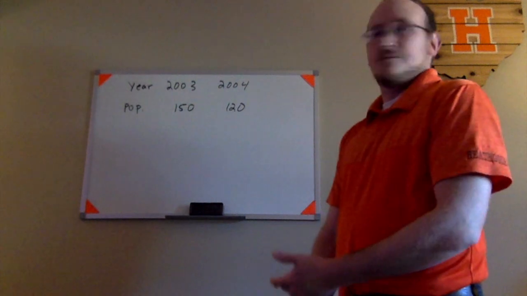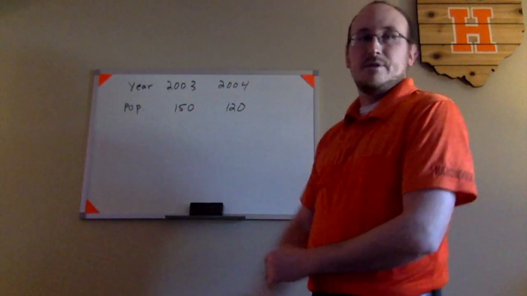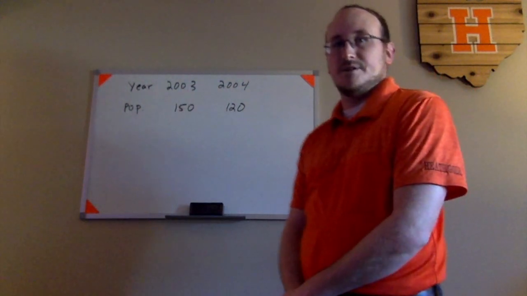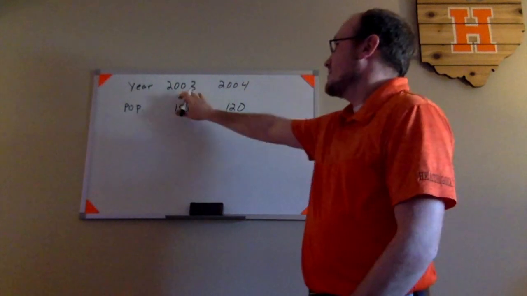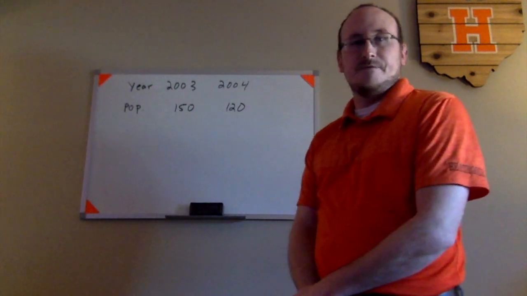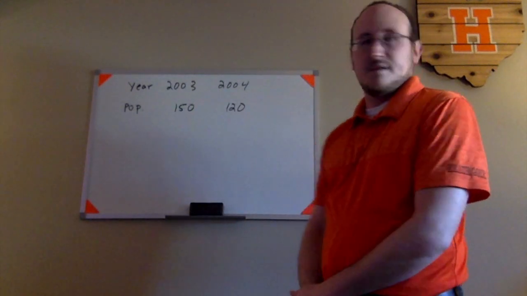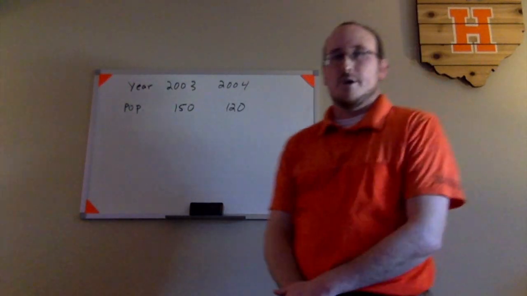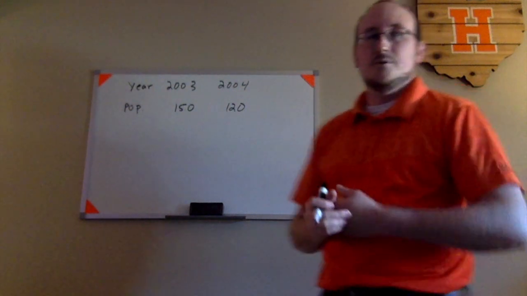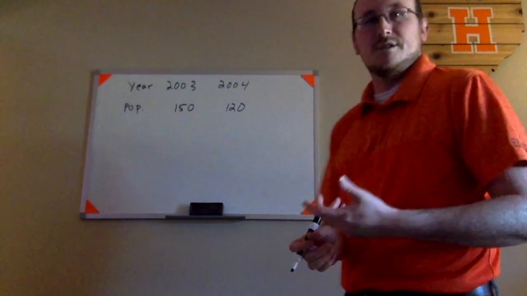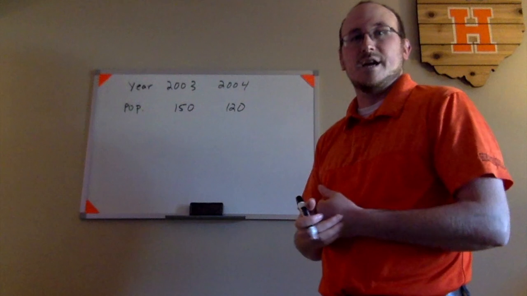Okay, here we're faced with a problem that gives us the population of an endangered animal species in 2 different years. In 2003, they said that there were 150 of these animals remaining, and then in 2004, that number had decreased to only 120. This problem wants us to assume that this trend is going to continue and that this is going to be decreasing exponentially.